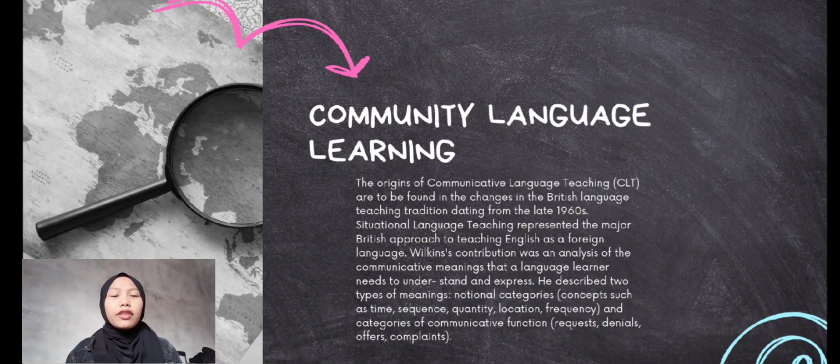The origins of communicative language teaching are to be found in the changes in the British language teaching tradition dating from the late 1960s. Situational language teaching represented the major British approach to teaching English as a foreign language. Wilkins' contribution was an analysis of the communicative meanings that a language learner needs to understand and express. He described two types of meanings.